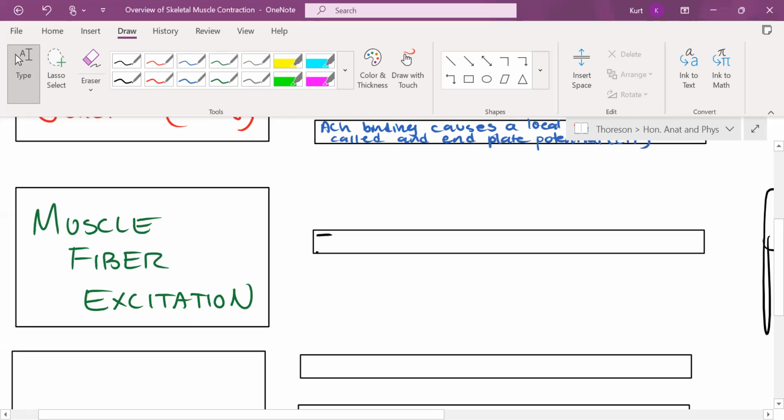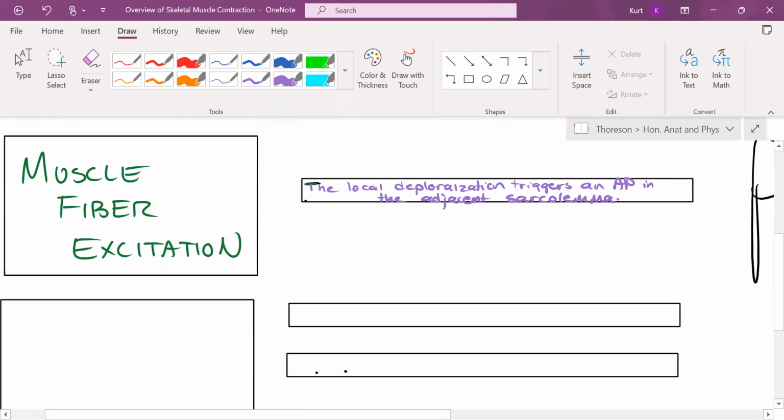The local depolarization. Yep. Keep going. Triggers an AP in the adjacent sarcolemma. The local depolarization triggers an AP, that's action potential, in the adjacent sarcolemma, which is the plasma membrane of the muscle fiber. All right, very good. Halfway there.